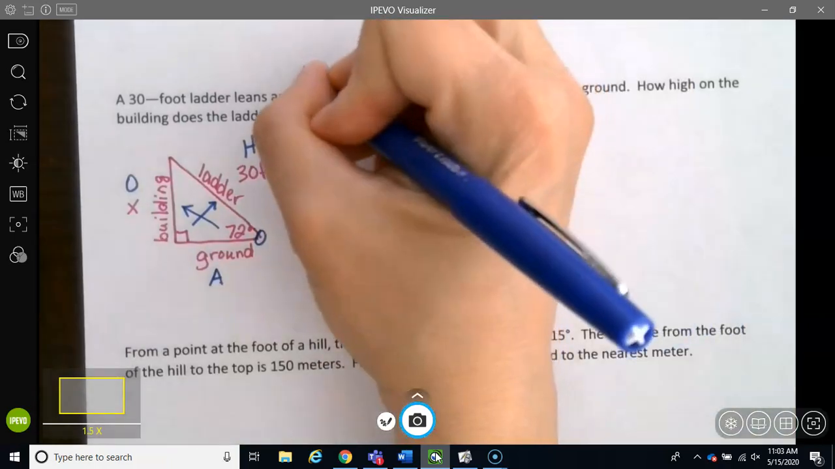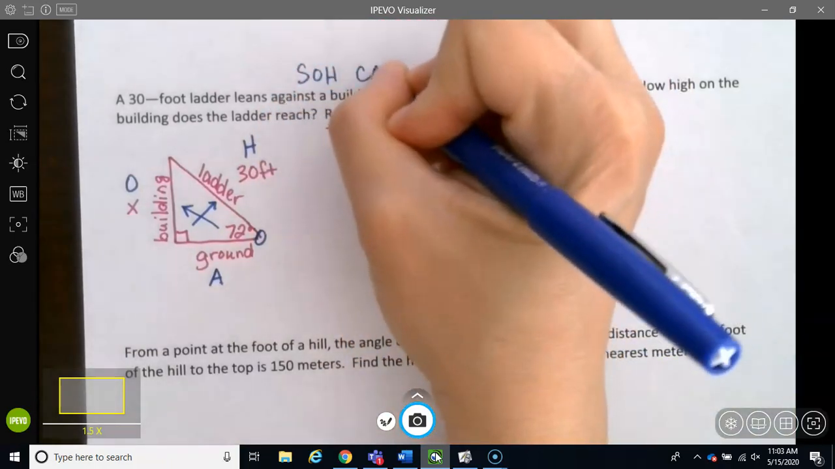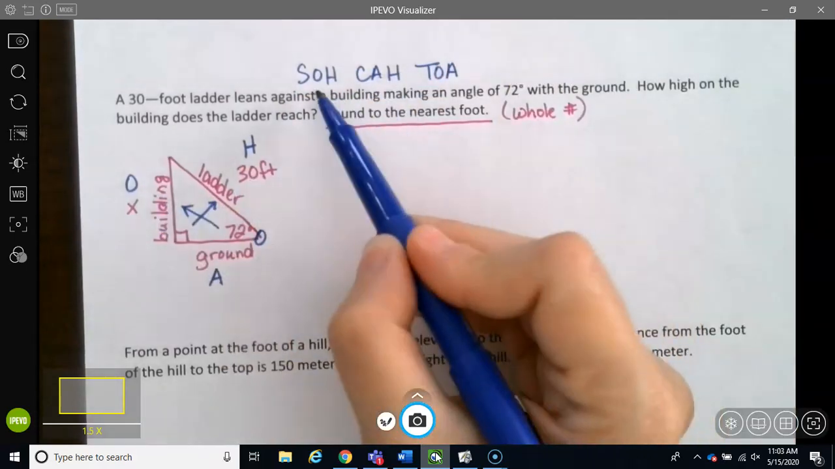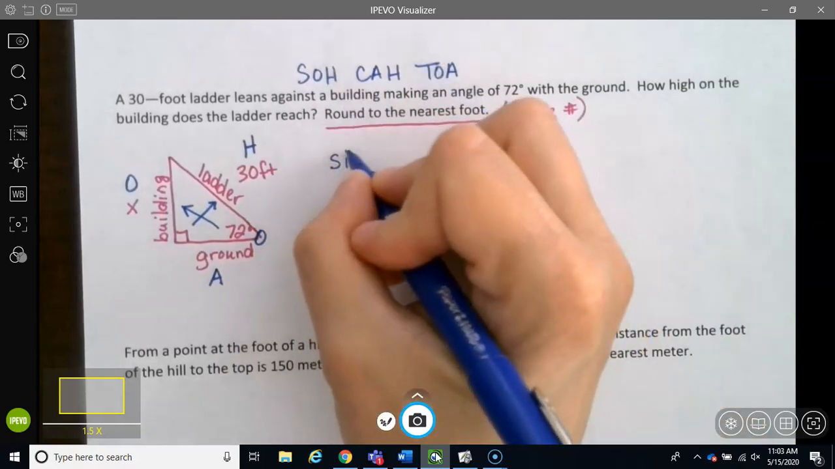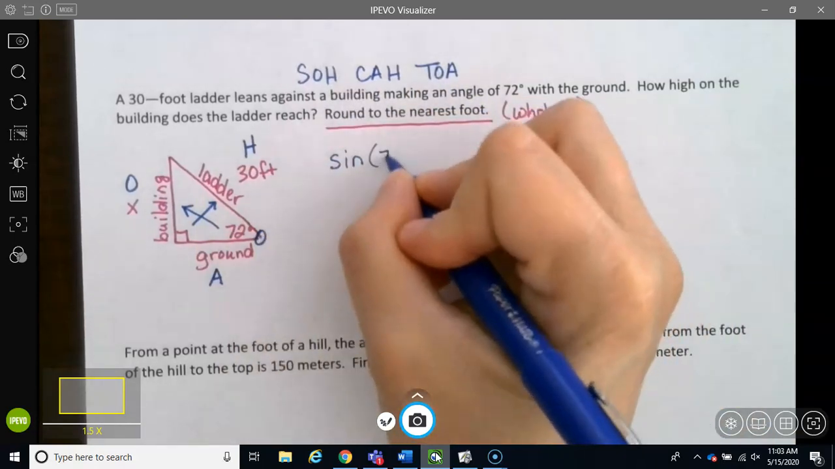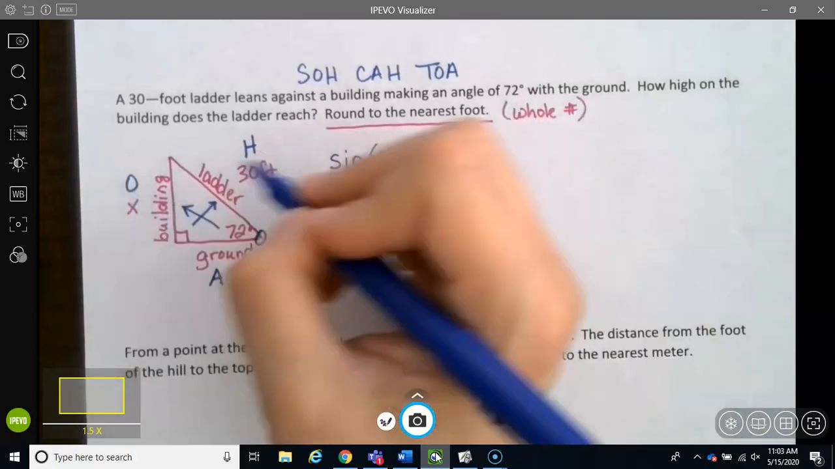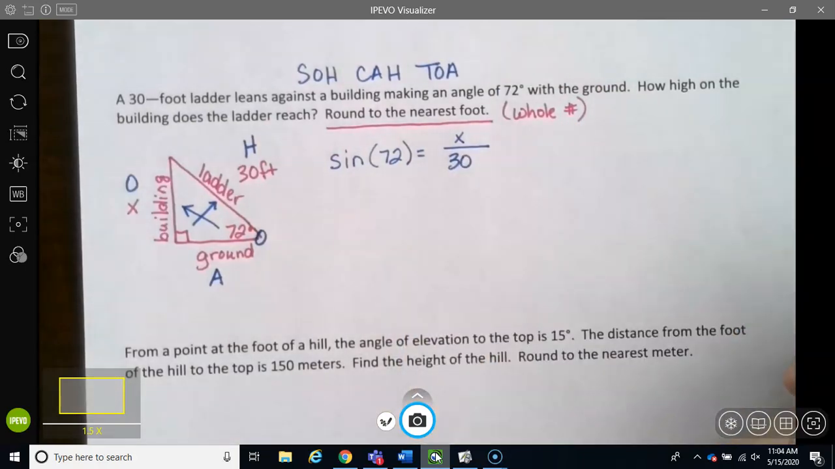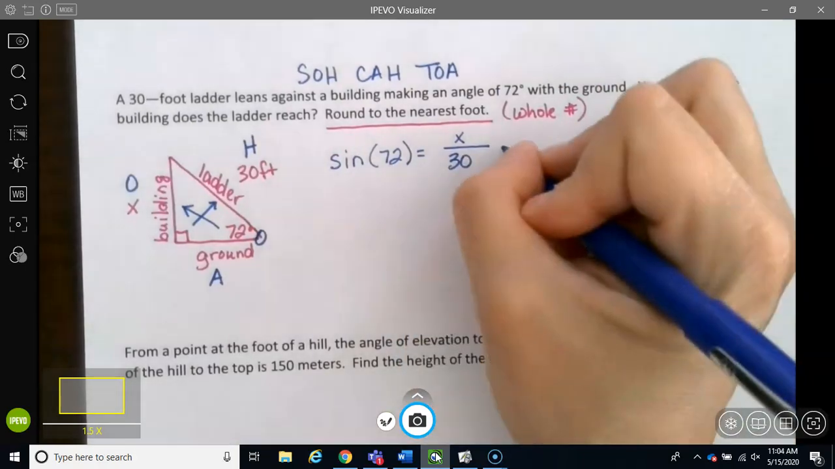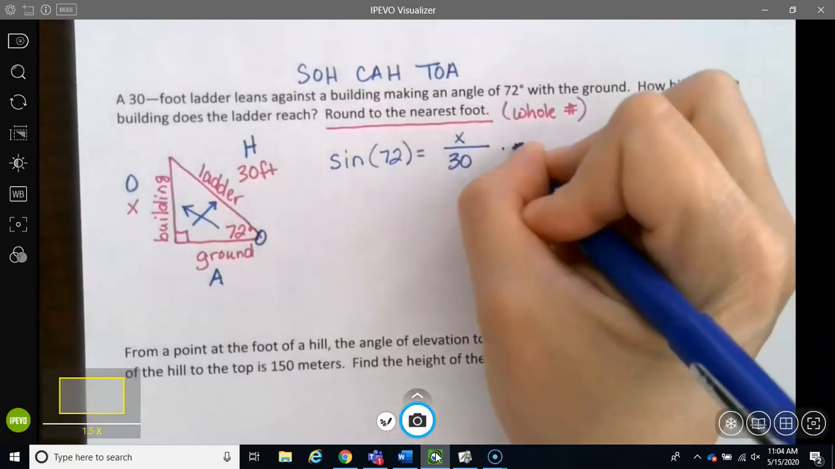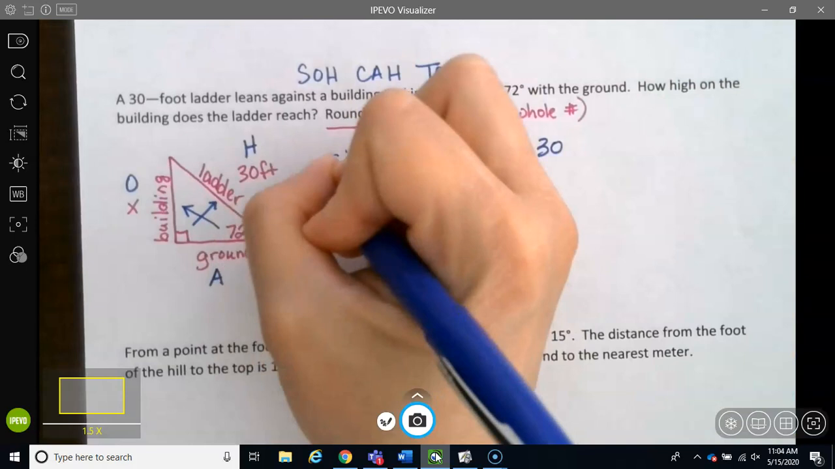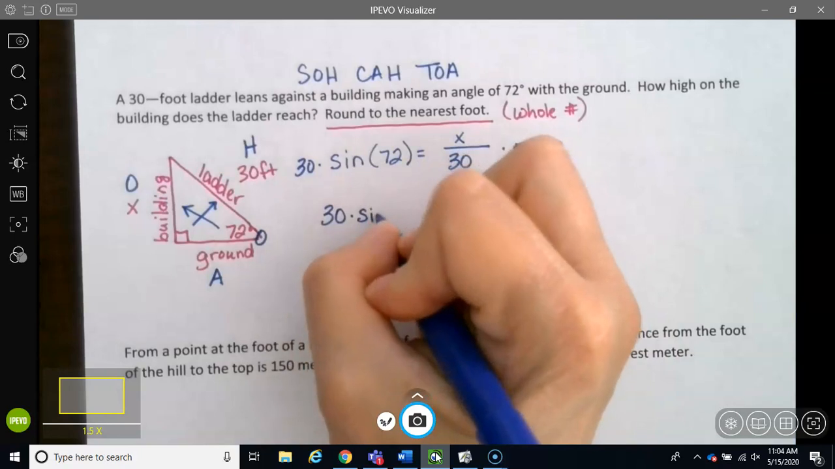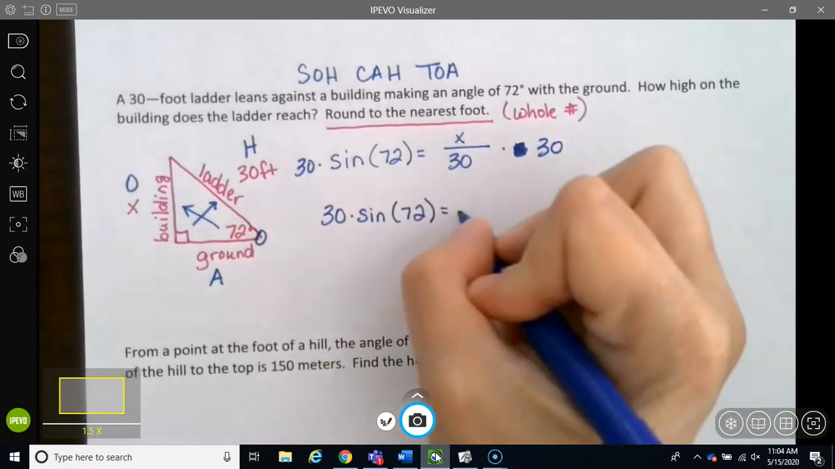And again, I like to have my SOHCAHTOA in front of me. The one that uses opposite and hypotenuse is sine. So we'll be doing sine of that reference angle, 72 degrees, is equal to opposite over hypotenuse, so x over 30. Now that our trig function is set up, we can go ahead and solve for x. So we'll multiply both sides by 30 to get x by itself. Multiply by what's in the denominator. So we got 30 times sine of 72 is equal to x.